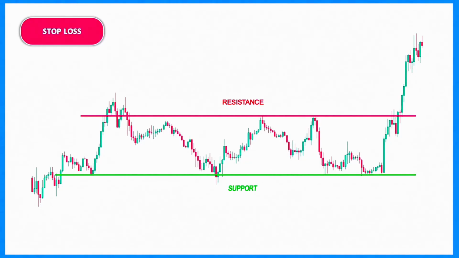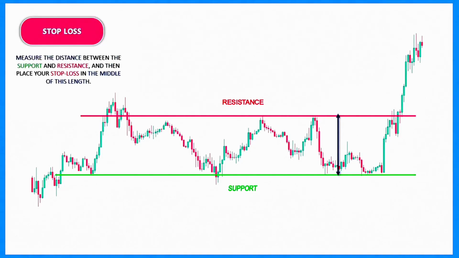When you see a rectangle breakout, measure the total distance between the support and resistance lines. Then place your stop loss at the midpoint of that width. This applies to both top rectangles and bottom rectangles. By doing so, you know exactly how much risk you're taking. The maximum you can lose on the trade equals half the width of the pattern.